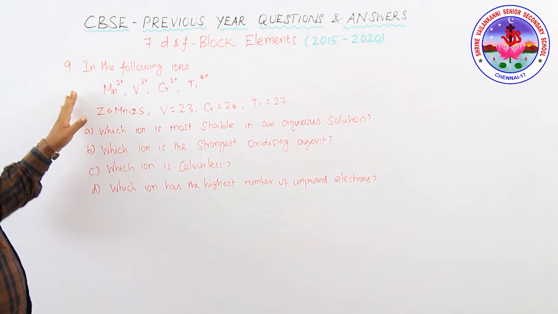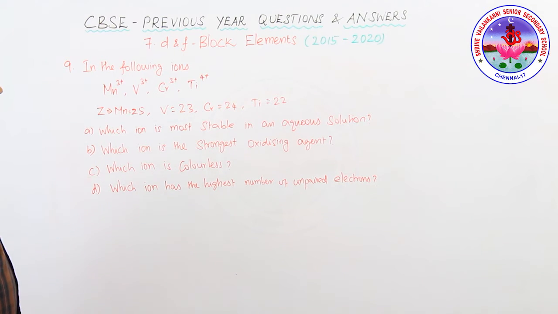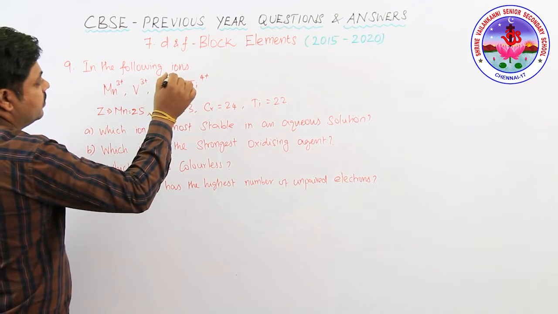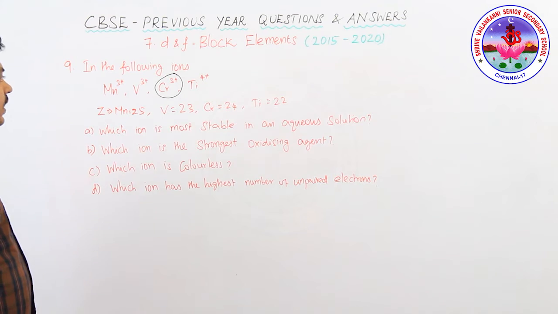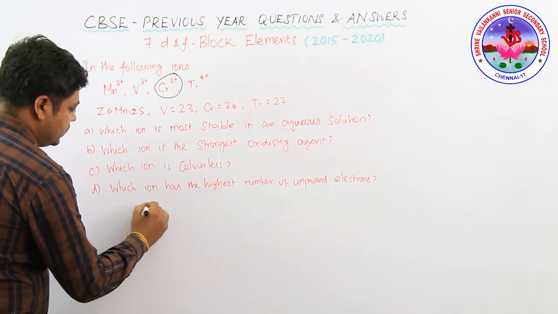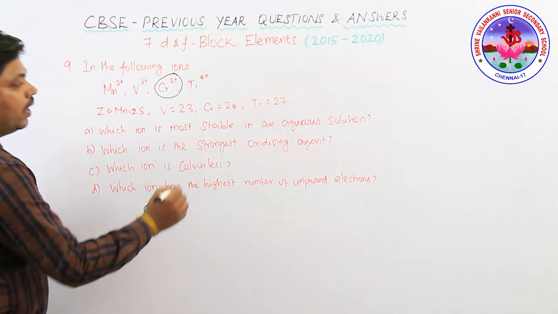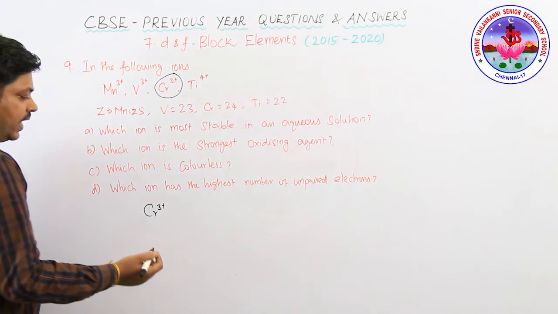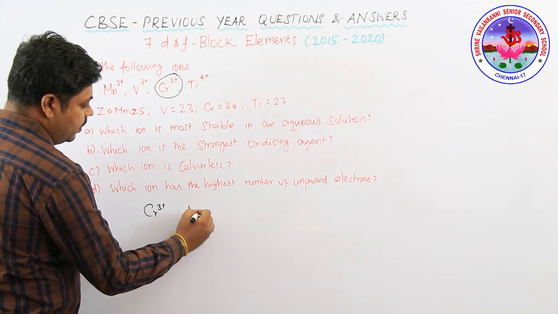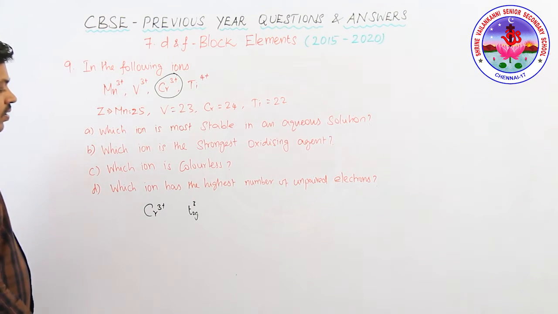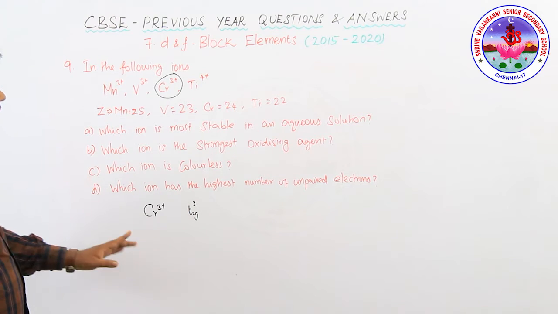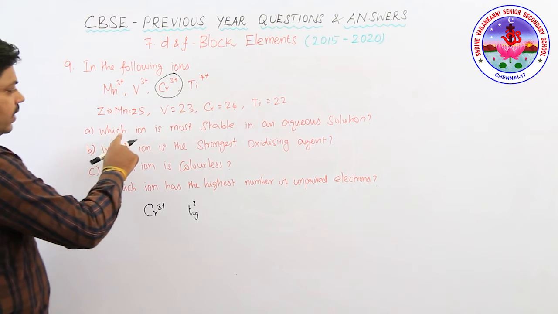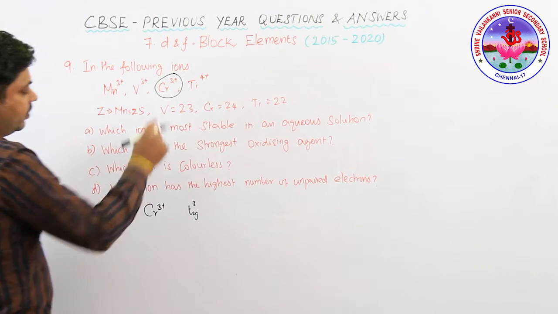So here the atomic number is given also. So you already know that the ion most stable in aqueous solution is chromium 3 plus. Chromium 3 plus is the most stable ion in aqueous solution because it has a t2g3 level. That is why chromium 3 plus in aqueous state, usually acidic in nature, is most stable in the aqueous solution.